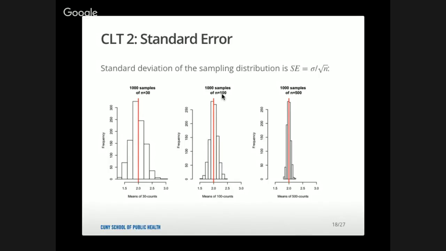Then I do the same thing again with samples of n equals 100. Again, I'm calculating the average in each of those samples and then just plotting them. And I'm using the same axes, the same scale on the axes here. You can see it's getting narrower. If I increase my sample size to n equals 500, it's narrower still.